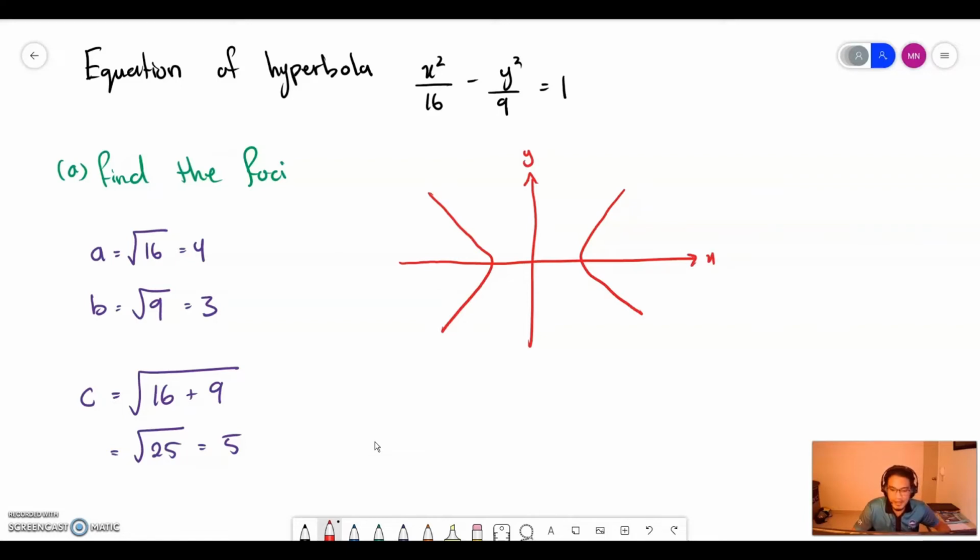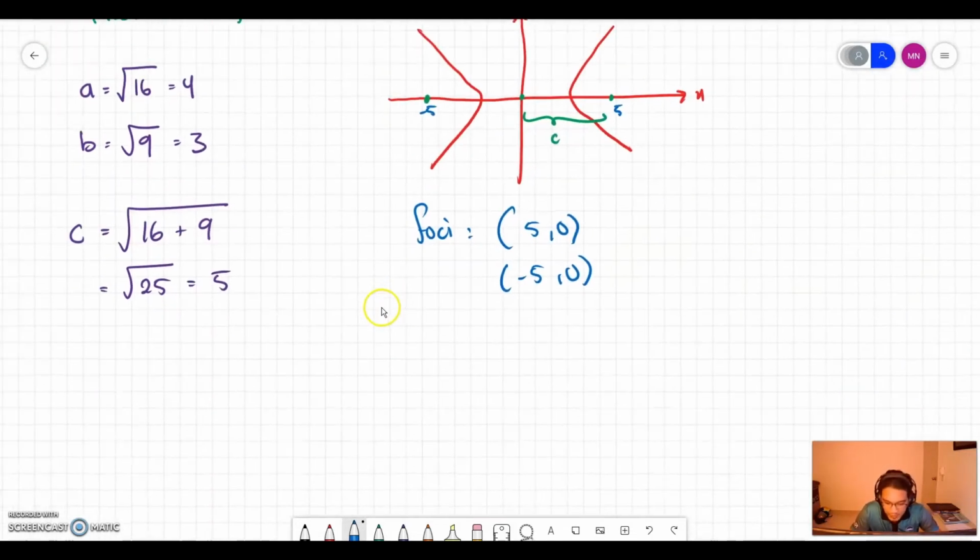Then our focal point will be right here. This will be the length of c from the center. So that means the position of our foci is (5, 0) and (-5, 0), which is located right here. Now let's move on to the next question.